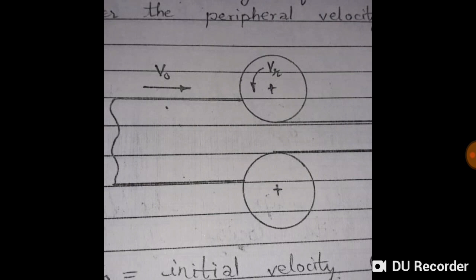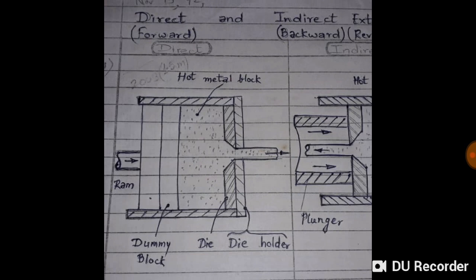This is rolling process. As you can see, there are two rollers, and the material is entering from one side, and when it passes through the rollers, the size gets reduced. So this is metal rolling. And then extrusion.